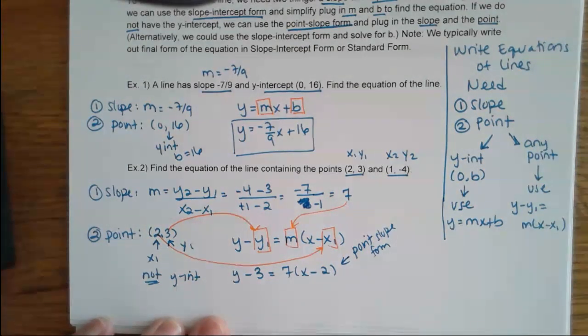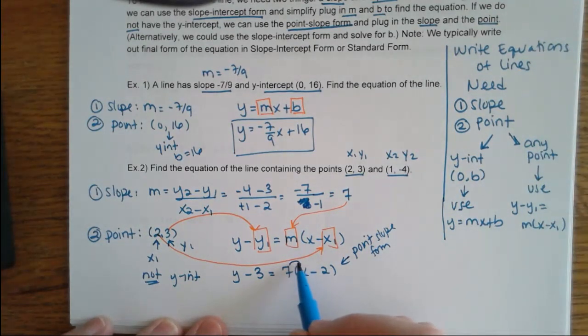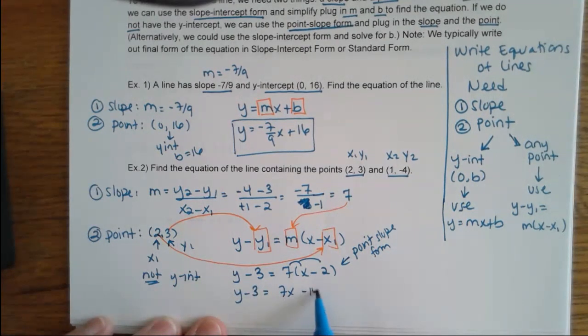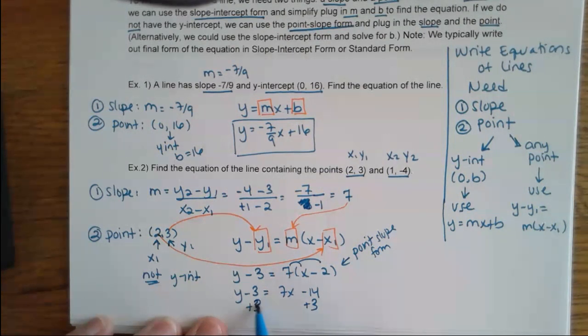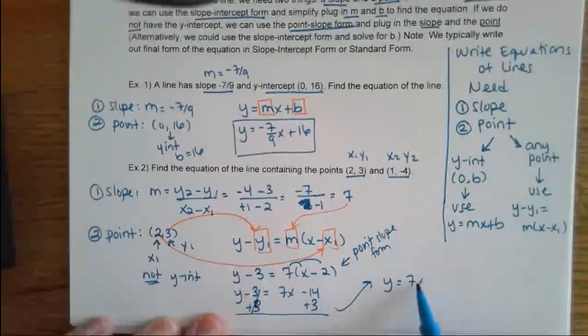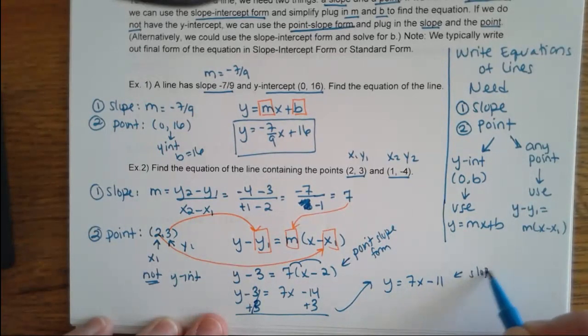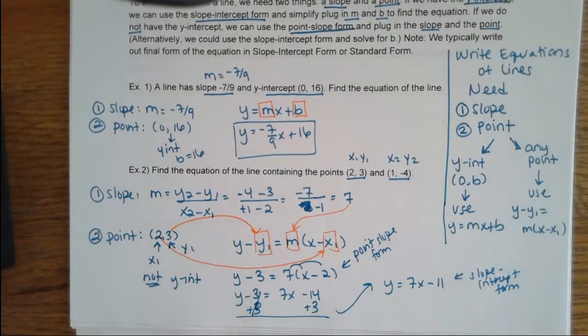I am going to clean it up though, which is pretty common. So I'm going to go ahead and keep multiplying this out. 7x minus 14. Then I'm going to go ahead and add 3 to both sides. And I get y equals 7x minus 11. So this would be the slope-intercept form, which is the most, I would say, probably the most common form that we end up writing our final answer in. Now, I'll let you try this at home.